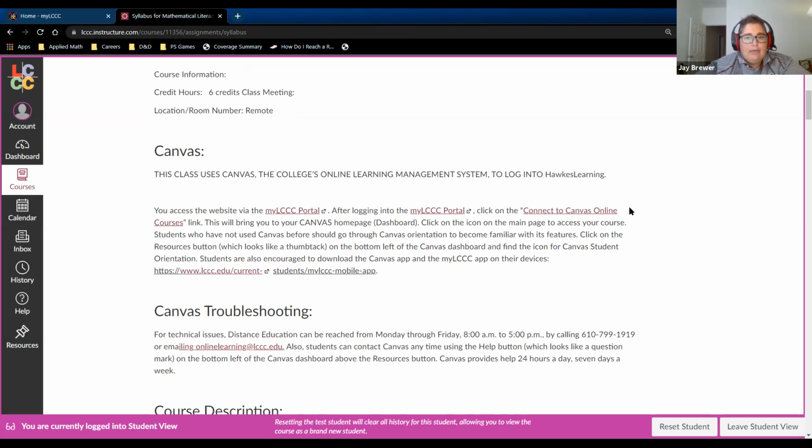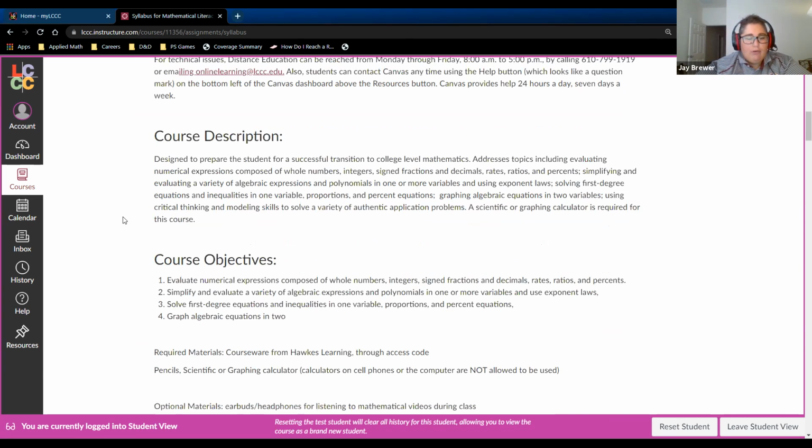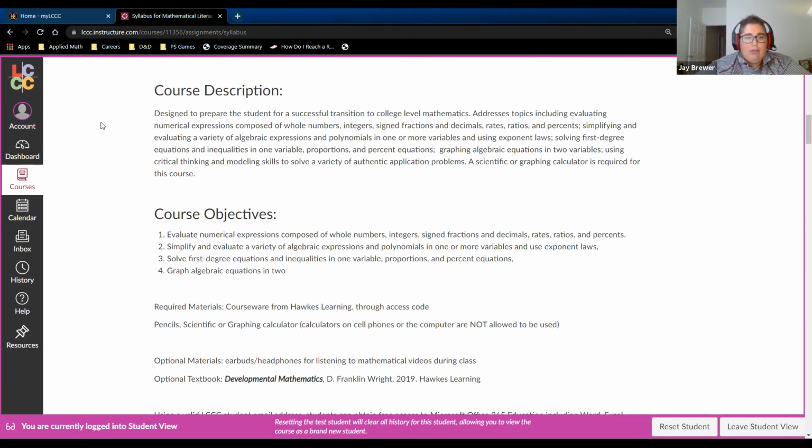So again, this helps you figure out how to get into Canvas. These are all linked, so you can just select them if you need help getting to certain areas. And there are some Canvas troubleshooting situations. I obviously know how to work Canvas, but I don't know the inner workings of Canvas. So if something's not working right or you have an issue with Canvas, you want to contact them.